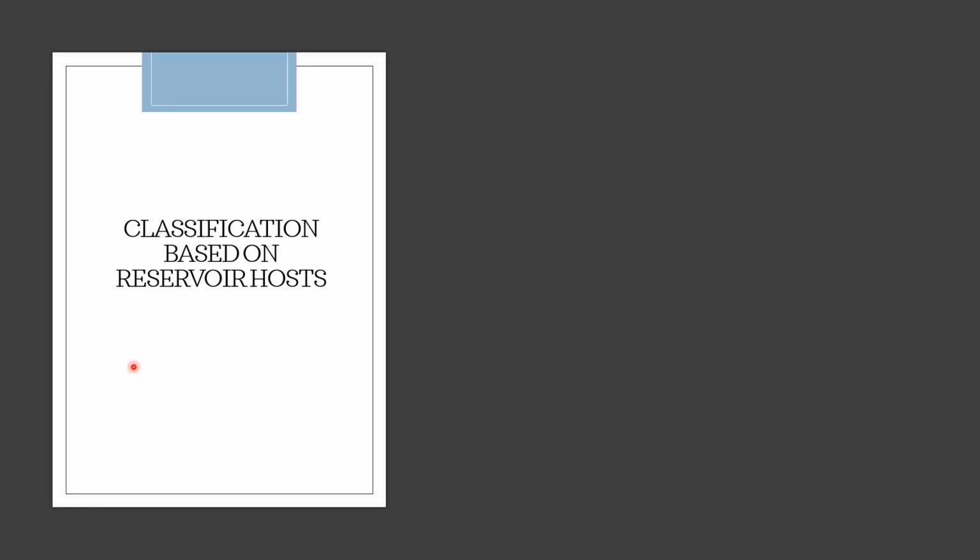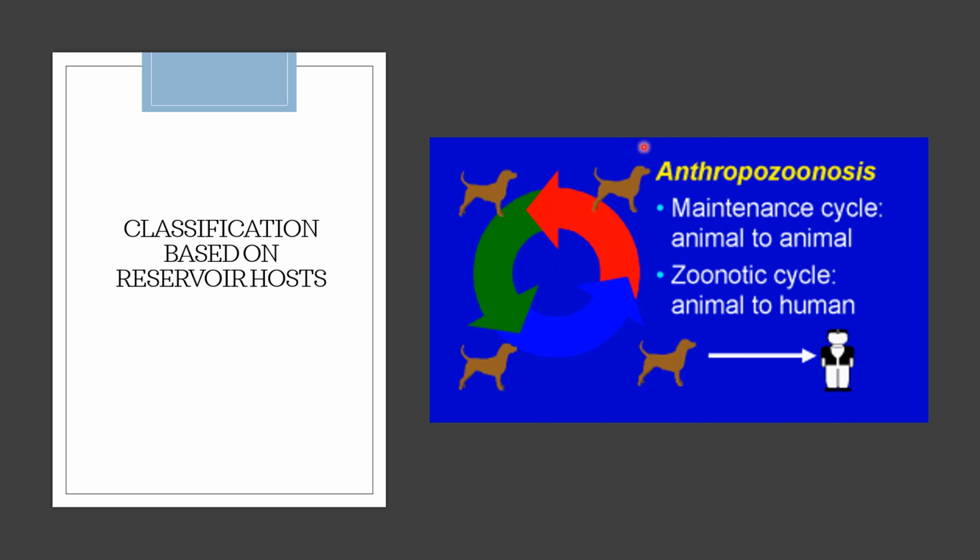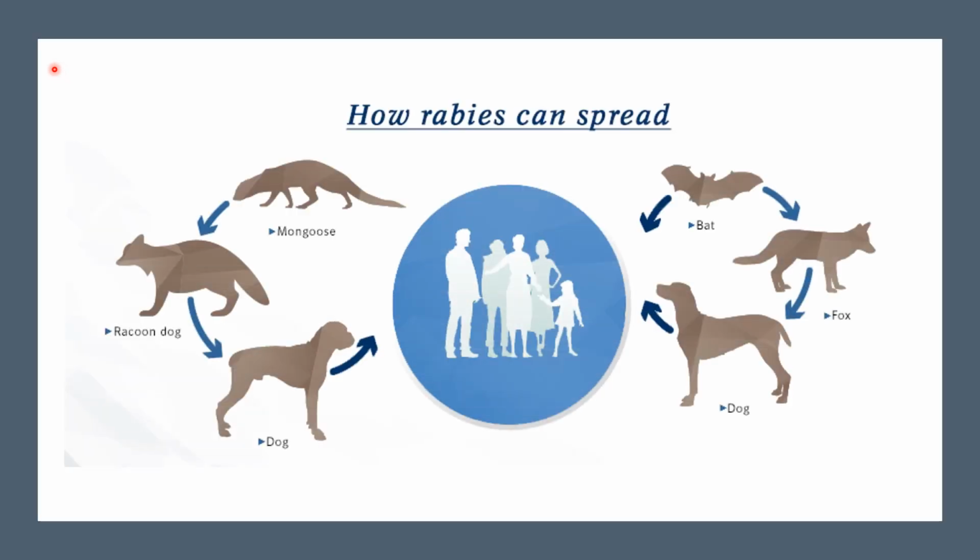Based on the reservoir host, zoonosis can be classified as anthropozoonosis. Anthropozoonoses are zoonotic diseases primarily transmitted from lower vertebrate animals to human beings. The maintenance cycle for these diseases is from animal to animal, and the zoonotic cycle is from animal to human. Examples of zoonotic diseases under this category are leptospirosis, anthrax, and rabies.